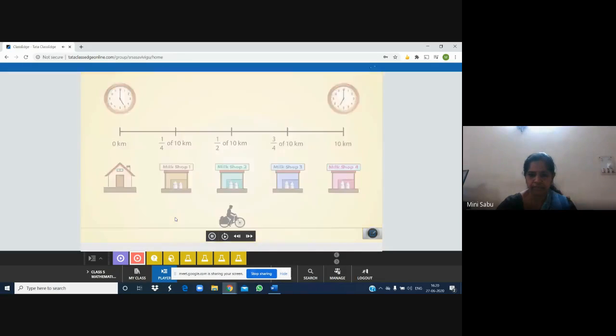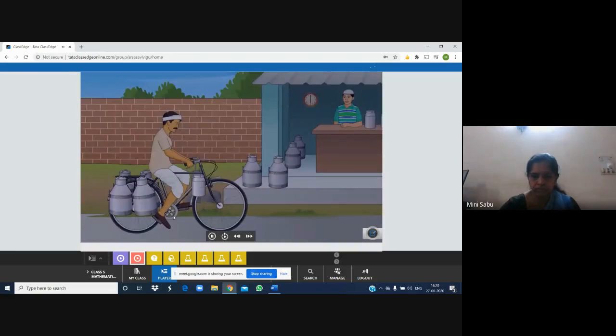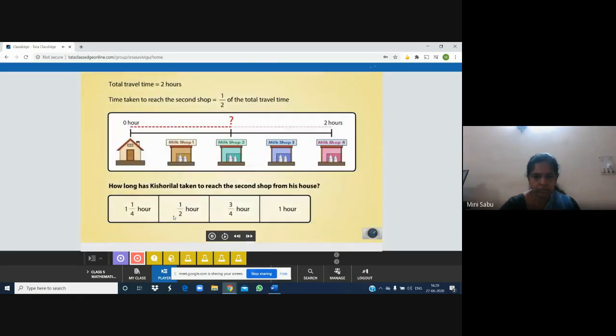Kishorilal has reached the second shop, where he meets the owner Ahmed, his longtime friend. Kishorilal would take 2 hours to reach the fourth shop to deliver the milk. He has taken exactly half the time to reach the second shop. So how long has Kishorilal taken to reach the second shop from his house? Select the correct option and click submit.